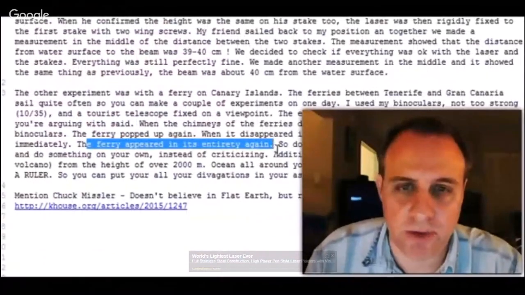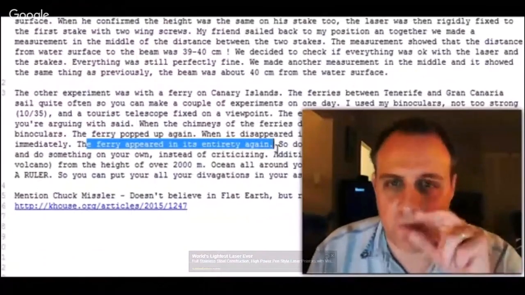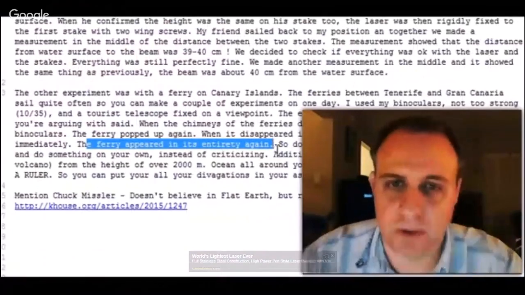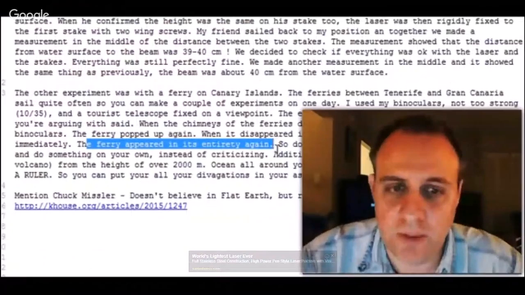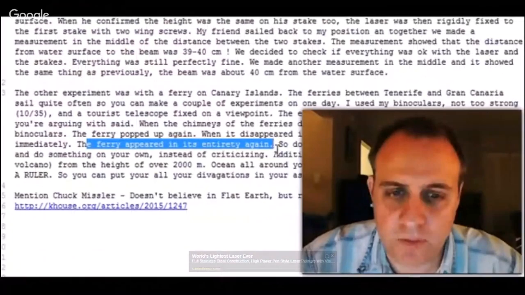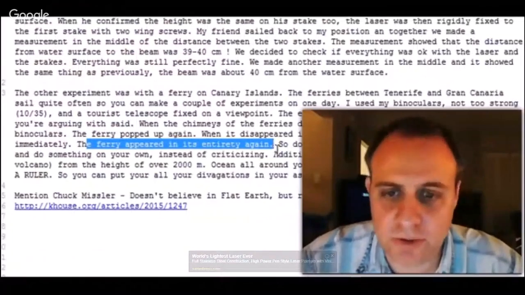This clearly shows that there's something going on with bending light, and that your eye follows the curvature of the bending light, and that's why it looks like something goes over the horizon when it really doesn't. The ferry is in its entirety again, so don't tell me your bullshit, but move your ass and do something on your own instead of criticizing this.